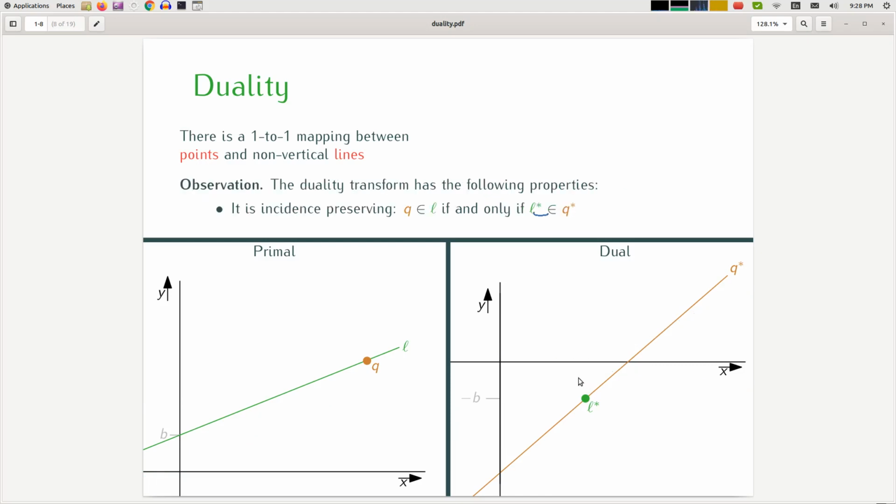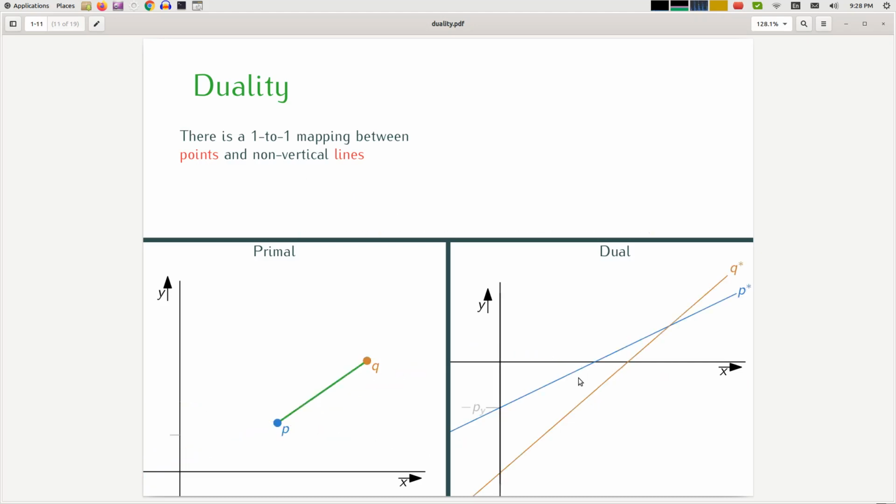And finally, let's look at this example here. If I look at a line segment PQ, how will this line segment be represented in the dual space? Well, first of all, if I have these two points, when I look at the dual, I will have a line Q star and a line P star. Their intersection point, let's call it L star, is the dual of the line that goes through them. So the line L that goes through points P and Q will be dualized to a point L star that is the intersection.